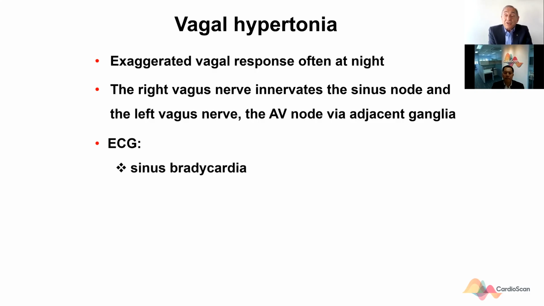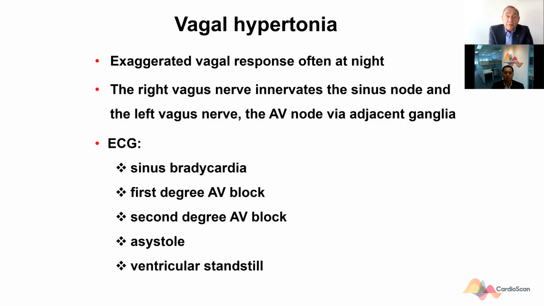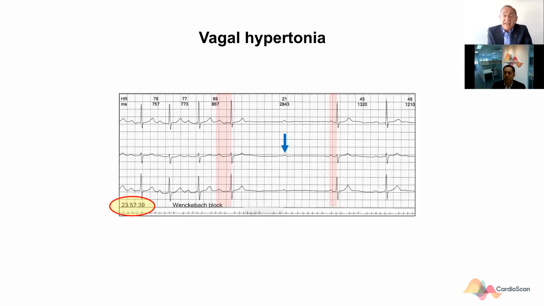The electrocardiograph shows sinus bradycardia, first degree AV block, second degree AV block, asystole, and ventricular standstill. So there is a significant spectrum here of ECG findings, and similarly of patients who have got no symptoms to very significant symptoms. But most vagal hypotonia occurs at night when the patient has no symptoms. Let's have a look at an example.